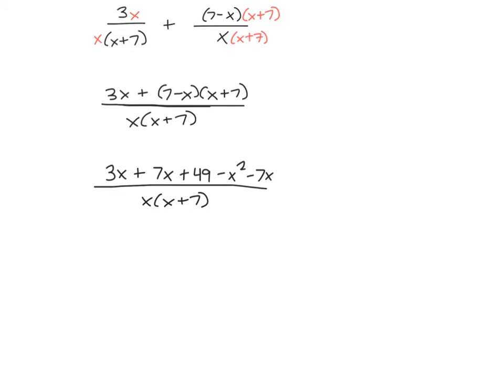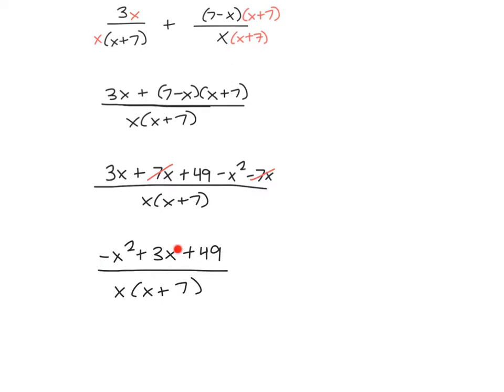And then let's combine like terms. So we get negative x squared. You'll see that these two x terms cancel out, leaving us with just 3x plus 49. And all of that is over x times x plus 7.